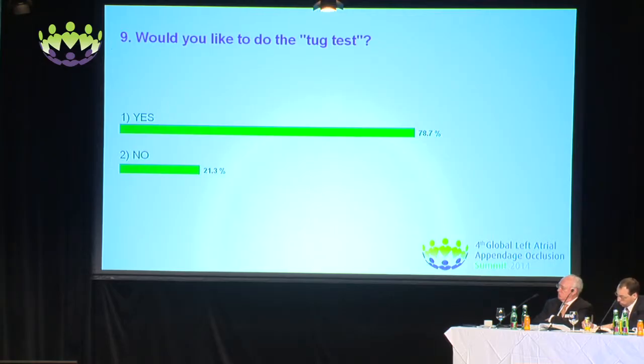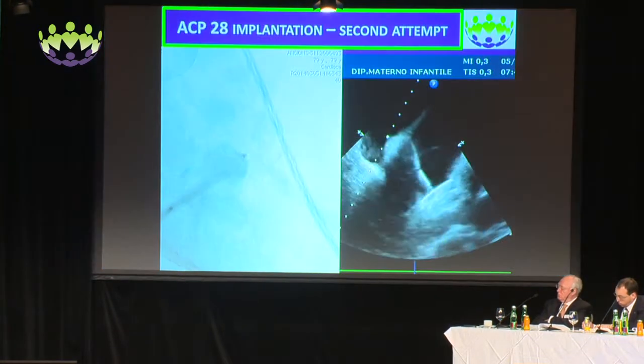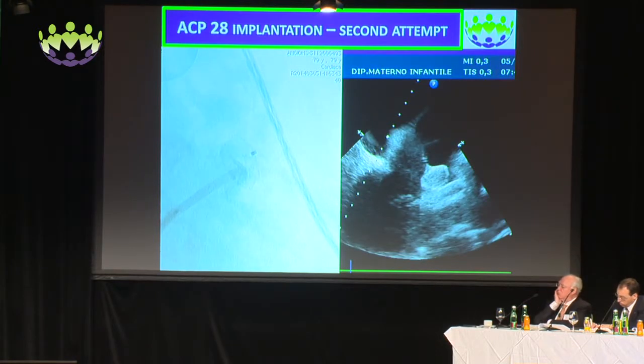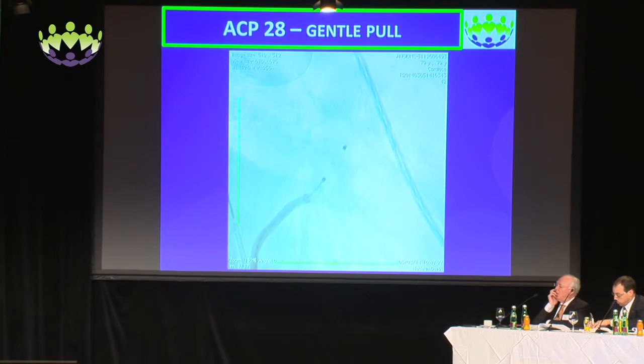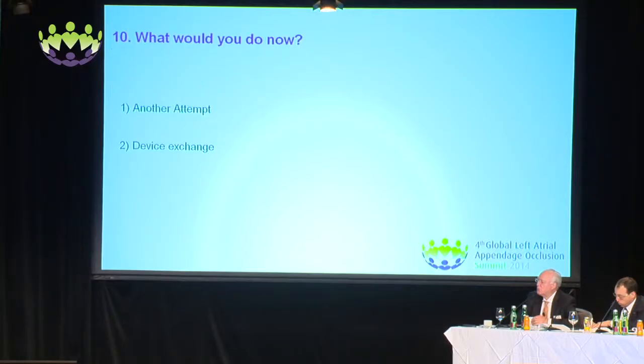Okay. We perform a gentle tug test. Usually we perform a mild traction for several seconds. And this is the result. At this point, we have question number 6. What would you do now? Another attempt, or do we change device?